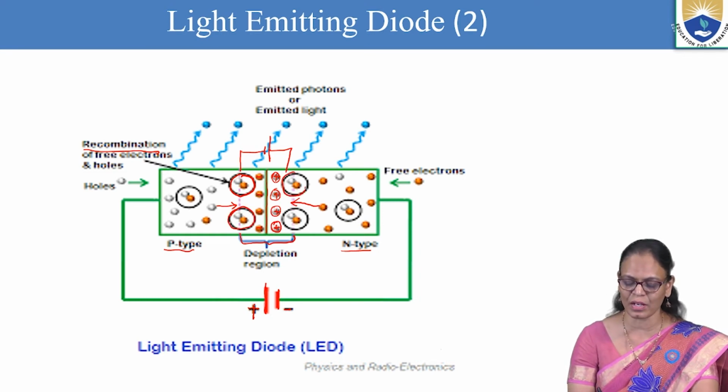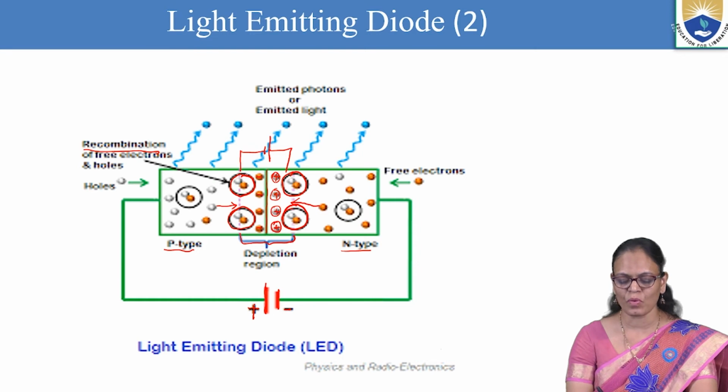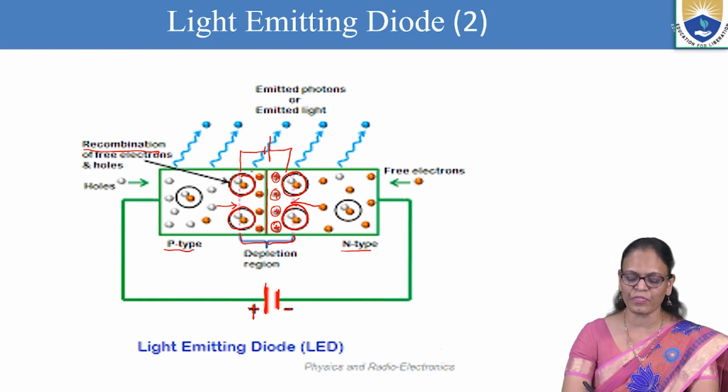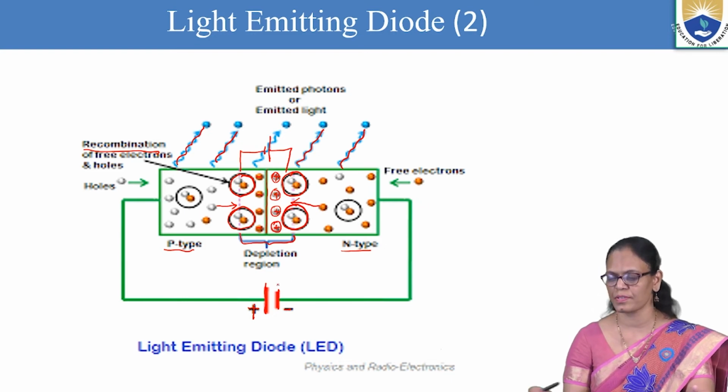All these denote the recombination of electrons and holes. Whenever there is recombination of electrons and holes, the difference in energy is emitted as light. So this is how an LED functions.